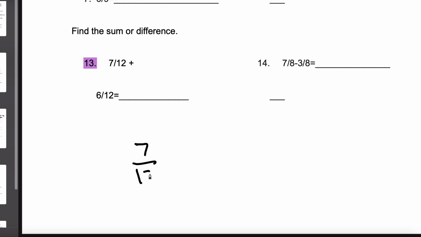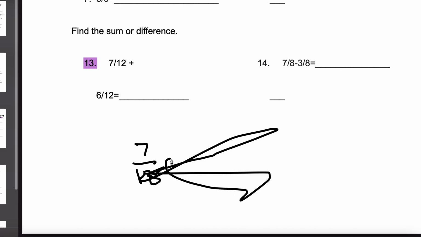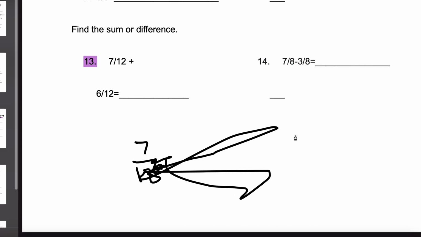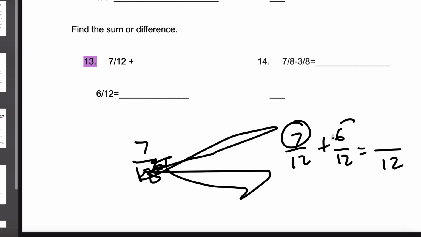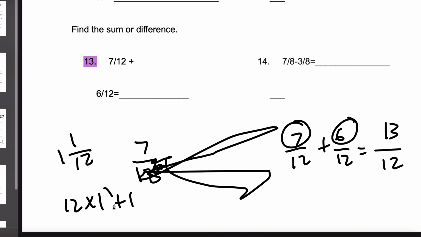So let's move on to number 13, find the sum or difference. So we're going to do 7/12 plus 6/12. So 12 is a common denominator, so we're going to bring that over. Next, we're going to do 7 plus 6, and that's 13. We're going to change this into 1 and 1/12 because this is basically 12 times 1 plus 1. So we have 1 and 1/12.